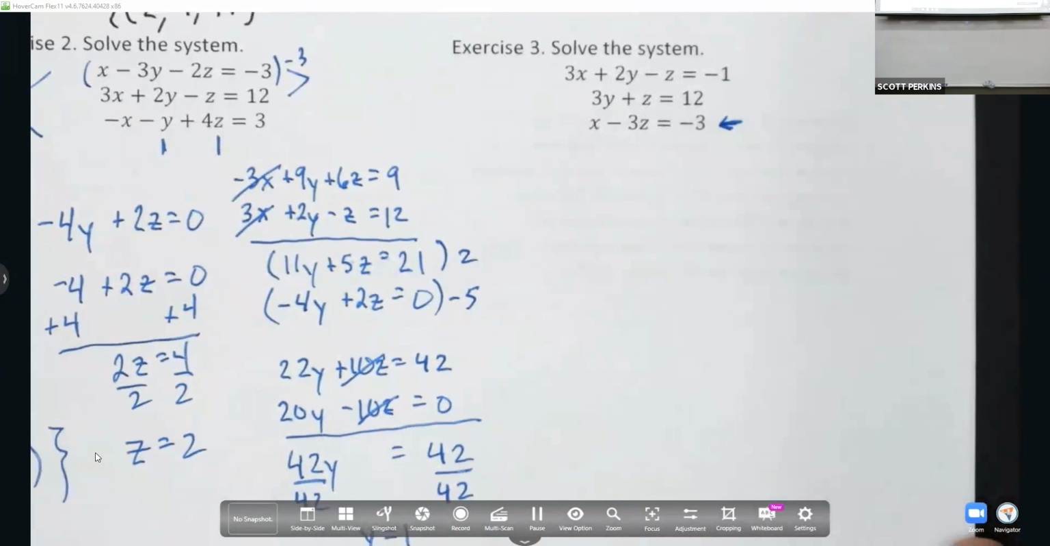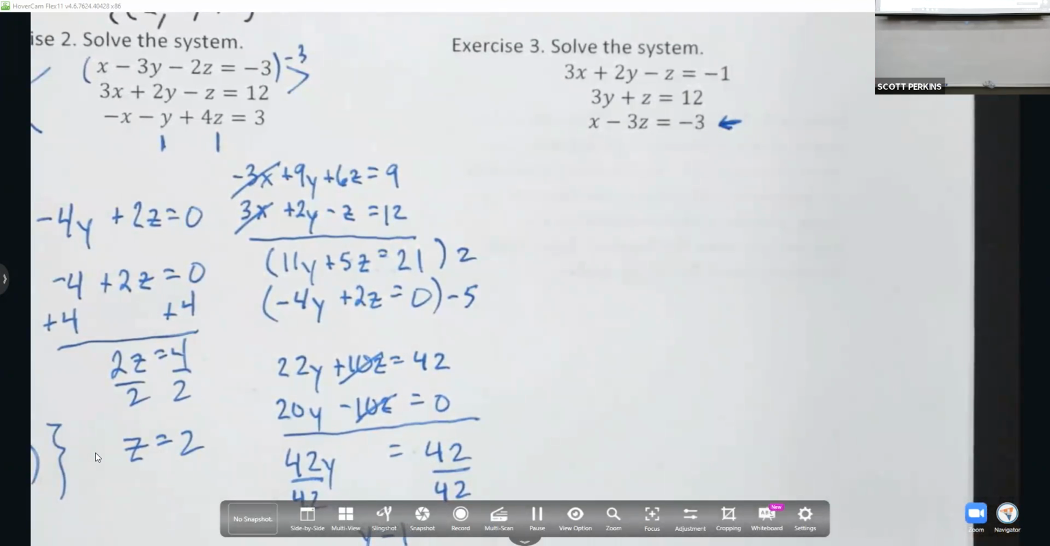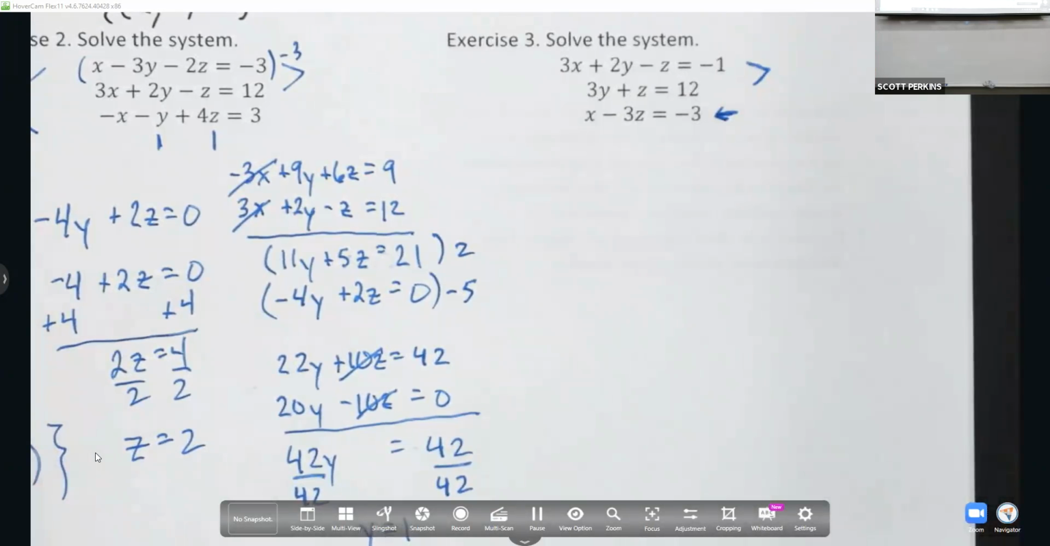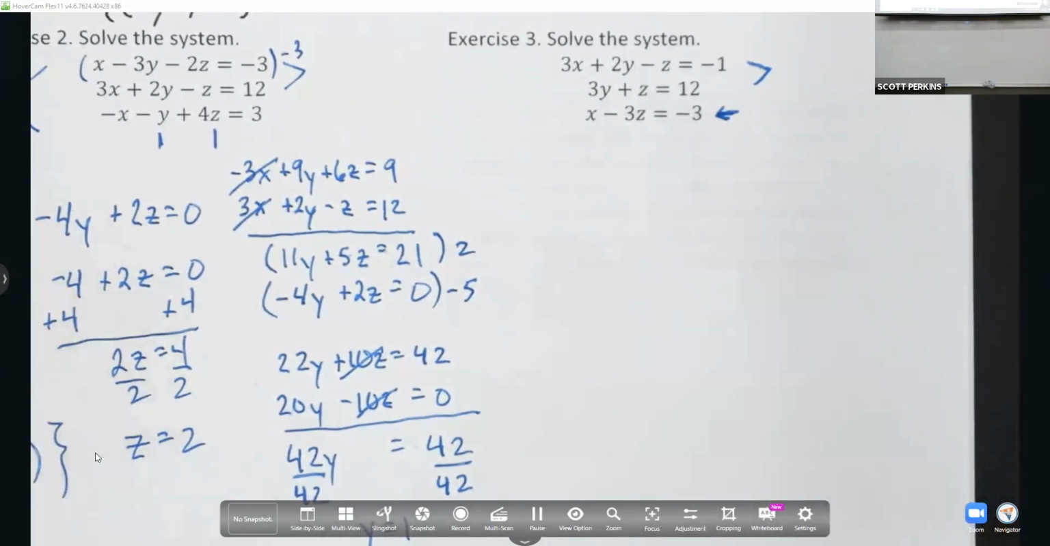What variable is missing from the bottom equation? The y. So here's what you're going to do. You're going to take the top and the middle equation, and you're going to eliminate the y. So you only have to go through that one time, and then you'll have 2 equations with no y, and then you can finish the problem.